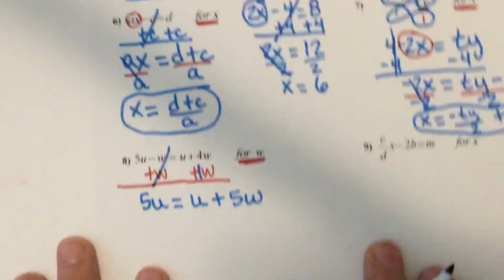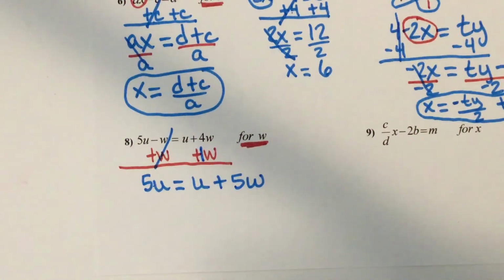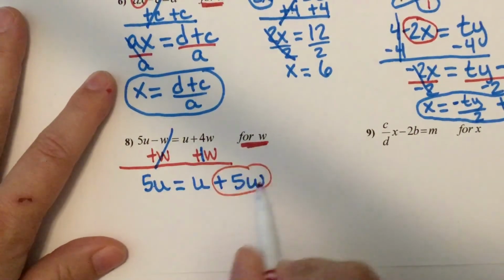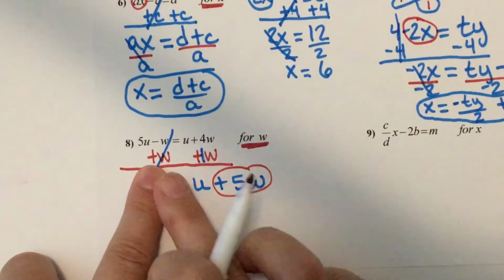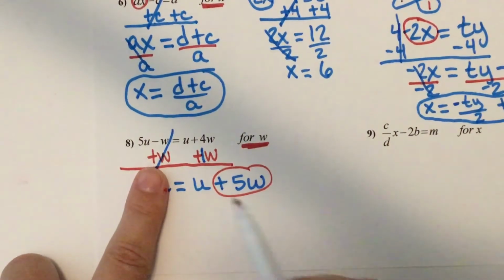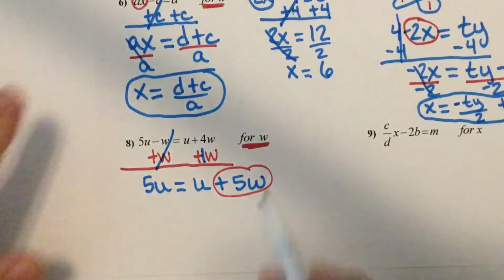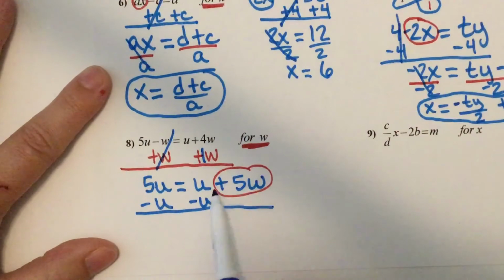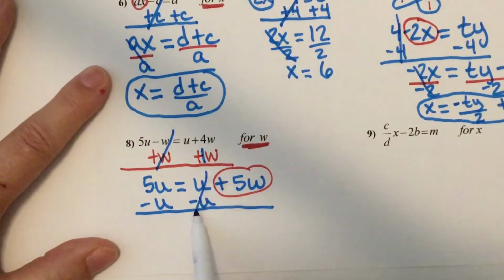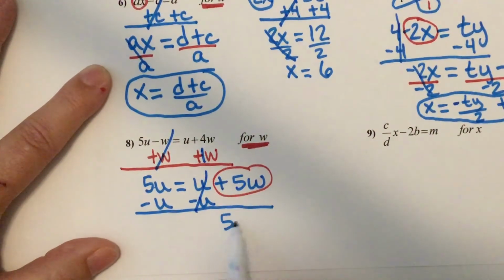Okay, so my goal is to get the w by itself. So this that's smushed with it, I save that for last. So the guy that's outside of it, you want to zero it away. So either add or subtract. So to get rid of a positive u, we're going to do the opposite and subtract it. That way u minus u is 0. The 5w comes down. The equals comes down.